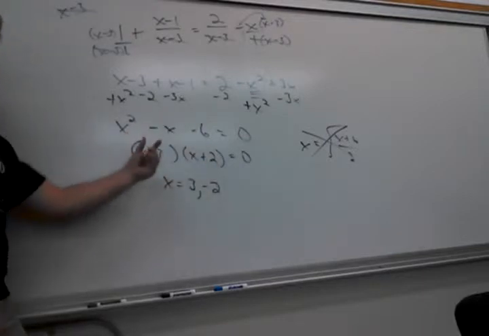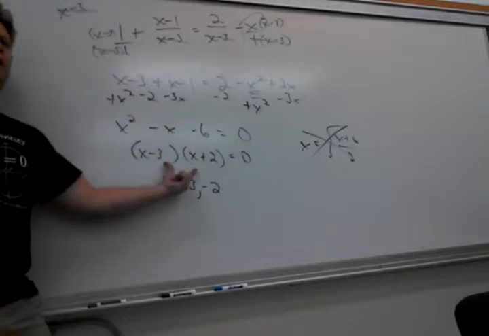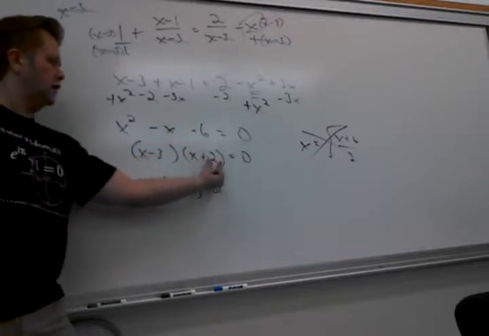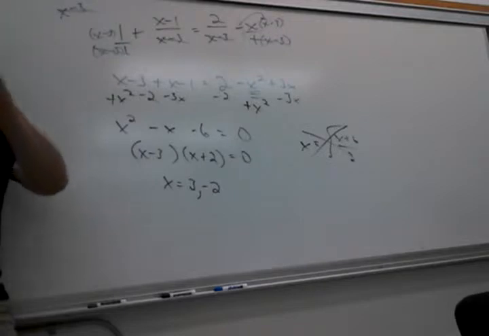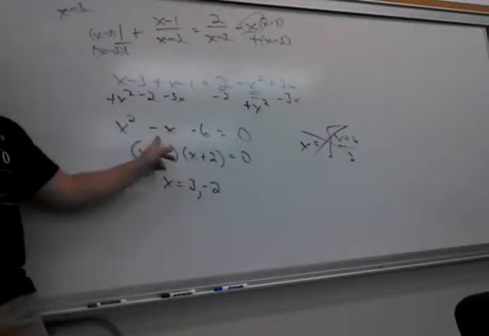If you do the grouping, if you break this up and do the grouping, you'll get here eventually. But you only have to worry about that if there's a number right here that's not 1. If there's a number right here that's 1, then the numbers you find just go right in. There's nothing freaky about it. It's nothing to be careful about. If this is just a 1, what numbers multiply to make negative 6 and add to make negative 1?